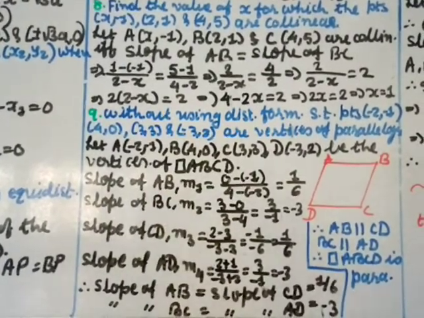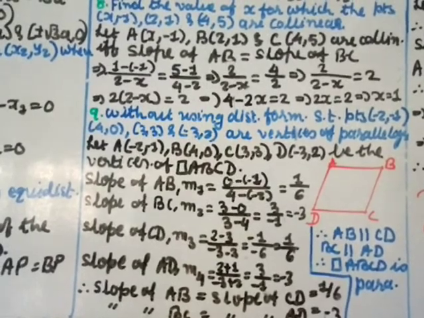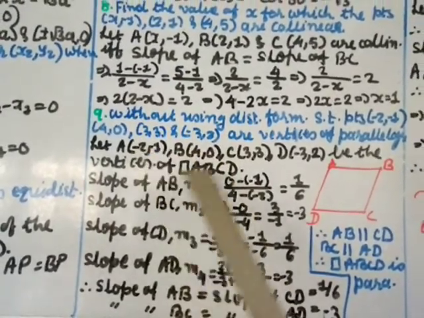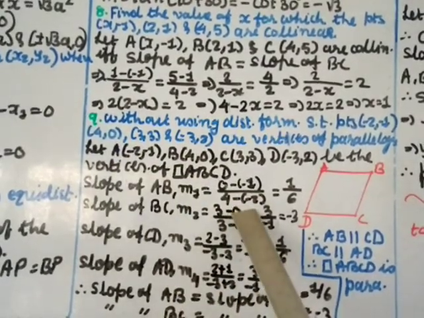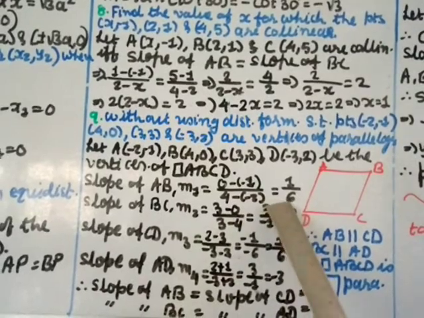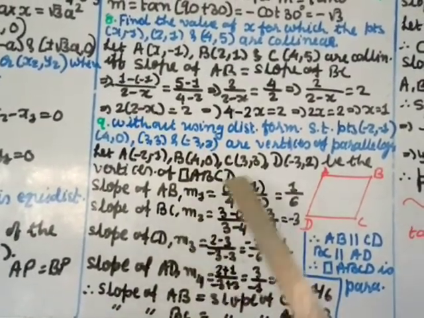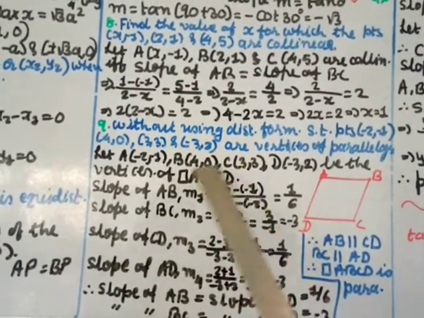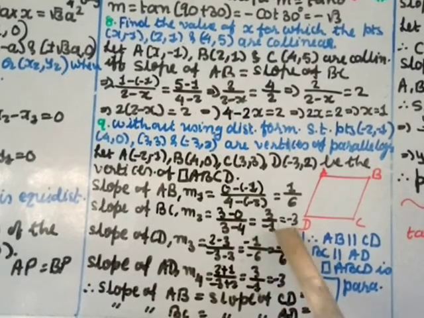You know the formula by heart now: y2 minus y1 divided by x2 minus x1. So I'll put directly (0 minus (-1)) divided by (4 minus (-2)), which is 1 by 6, since 0 plus 1 is 1 and 4 plus 2 gives you 6. Slope of BC, that is B and C, call it M2: 3 minus 0 divided by 3 minus 4. So you get 3 divided by minus 1, which is minus 3.